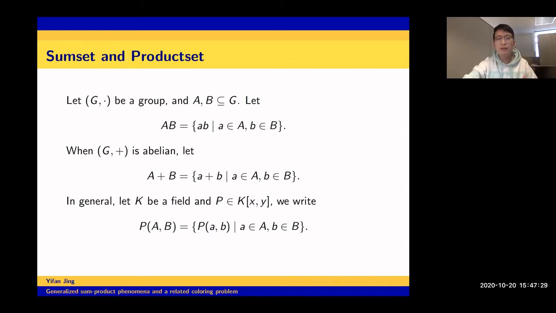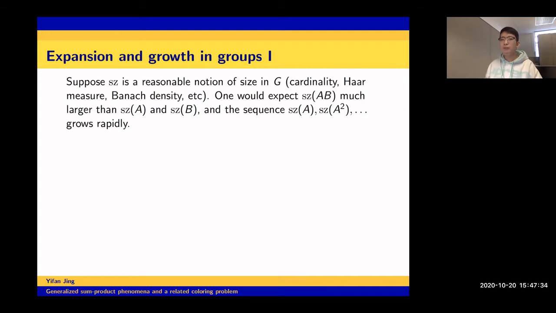I begin with a very interesting general phenomenon in combinatorics. If you have some reasonable notion of size, say cardinality if the set is finite, or Haar measure when the set is compact and measurable, or Banach density, or even upper density, then we expect the size of AB to be much larger than the sizes of A and B when we choose A and B randomly. Also the sequence A squared, A cubed should grow rapidly.